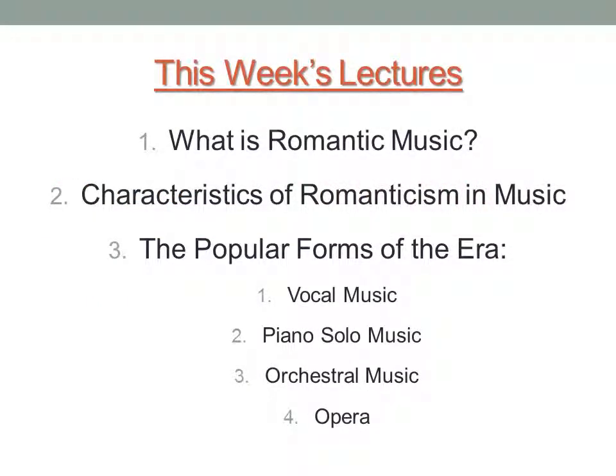In this week's lectures, we're going to talk about three main things. We're going to define what romantic music is. We're going to go over the characteristics of romanticism in music, just as we would with all of the other forms of music we've talked about. And then we're going to talk about the popular forms of the era. You already know basically what these forms come in: vocal music, piano music, orchestral music, and opera, because you've already listened to the music. But we'll go ahead and define the specific forms you listen to and talk a little bit about the composers who wrote those particular forms.